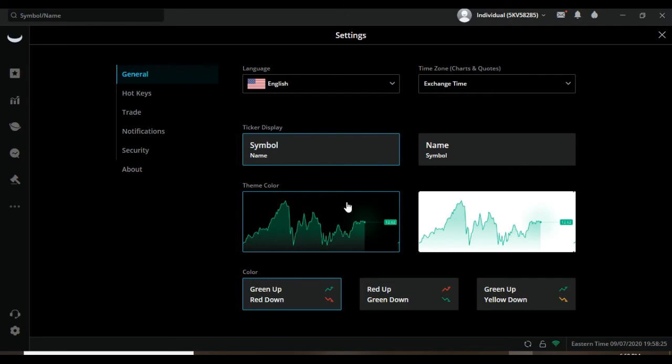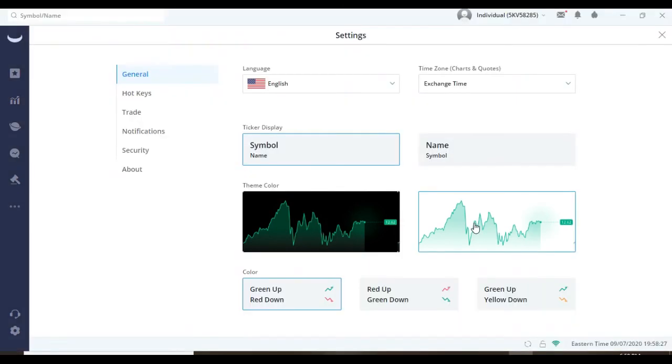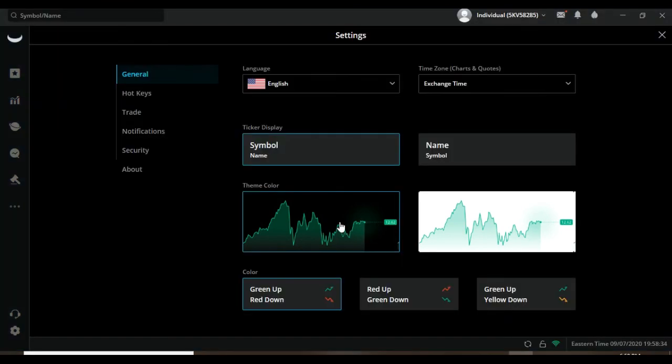Symbol over the name or name over the symbol. Use your theme color. I like black. It's easier on the eyes. White is very hard to see, especially for demonstration. So I never ever use white. Not to mention, it also uses a lot more system resources too.